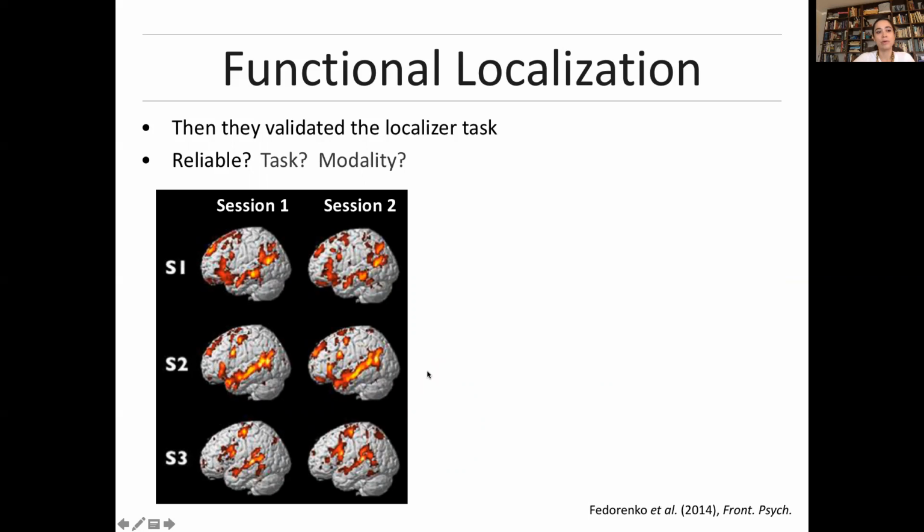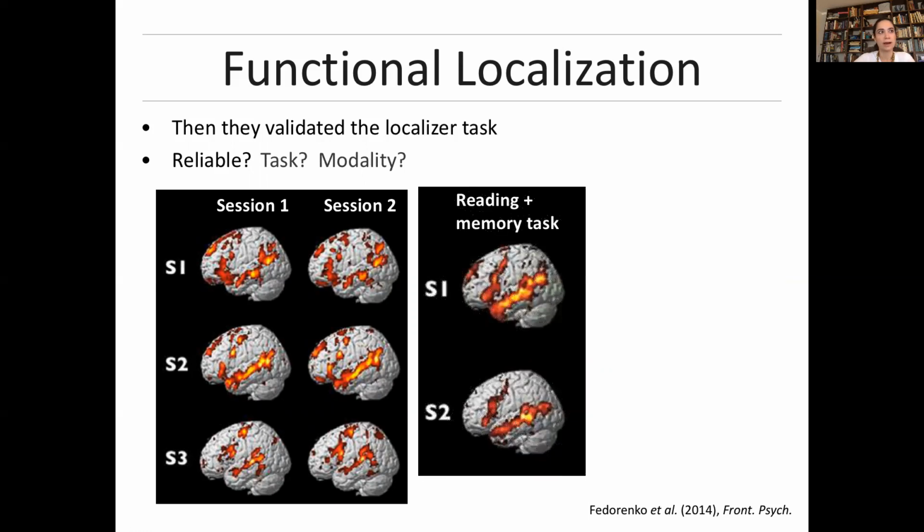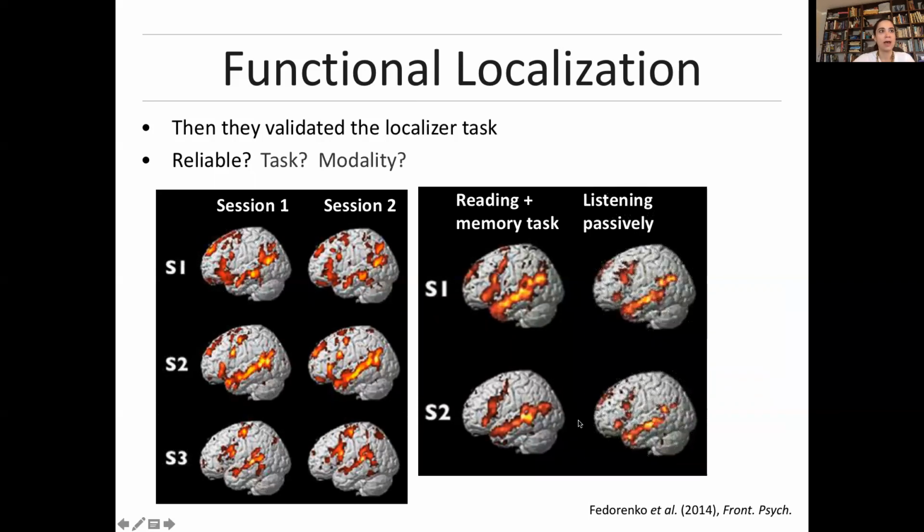And then they said, well, what if we change the task a little bit? So they performed a reading and memory task where language was involved, and they also found the same types of things. So if individuals read the sentences, so the sentences were presented visually, and they also tested a version of this where they imagined the sentences and non-word sentences, they still found these same swaths of activation.